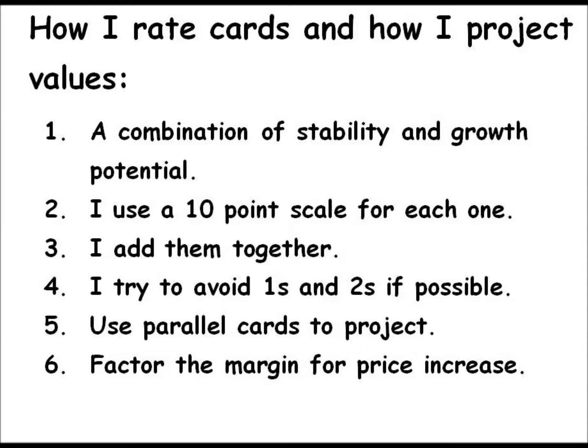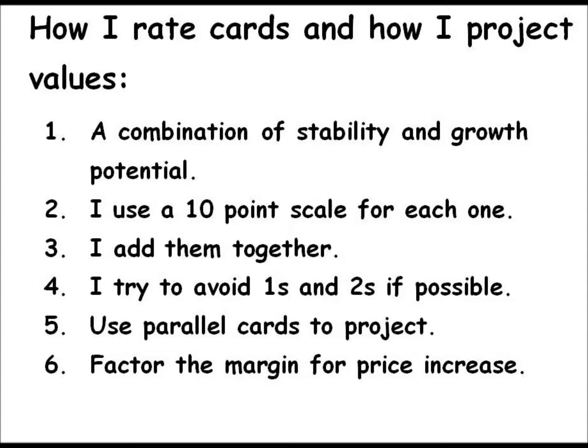Alright, number 4. I try to avoid 1s and 2s if possible. So if I have a card that falls as a 1 or a 2 in a rating, I try to avoid contemplating it too much. There are some exceptions though. When there is a card that's a 1 or a 2 on stability, but maybe it has high growth potential, and the card isn't valued very highly right now, I might take a chance and buy 50 of them or 100 of them, because I know that if I lose out, if the card's 50 cents and I buy 100 of them for $50, then if I get one winner, I can make up for that on one card.